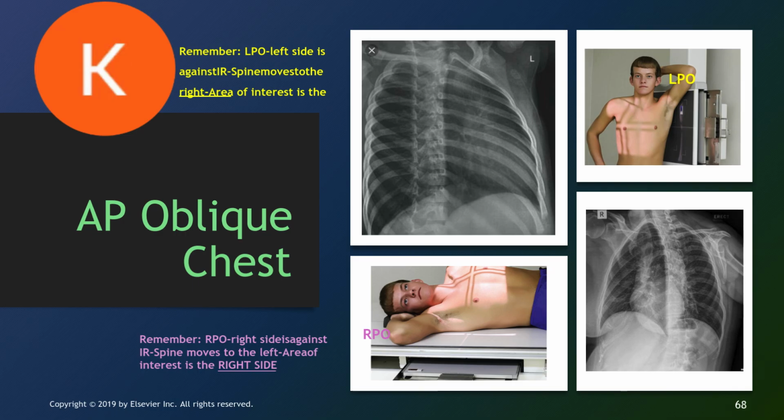Okay, so remember the LPO left side is against the IR. Spine moves to the right. The area of interest is the left side. And then for the RPO, the right side is against the image receptor, and the spine moves to the left. The area of interest is the right side.